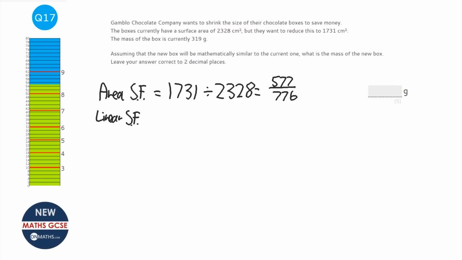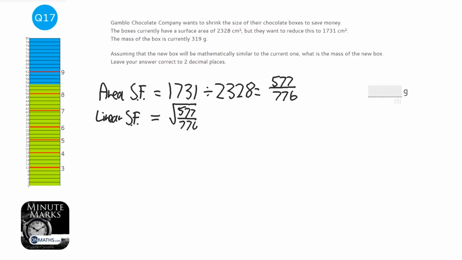Now, there's no linear involved in this, but we need the linear one to then find out what the volume scale factor is. Now, to find a linear scale factor from an area scale factor, all you need to do is square root it. So I'm going to square root 577 over 776, or I've just kept it in my calculator. So I'm going to press the square root button and then just answer, which is at the bottom of the Casio calculators.